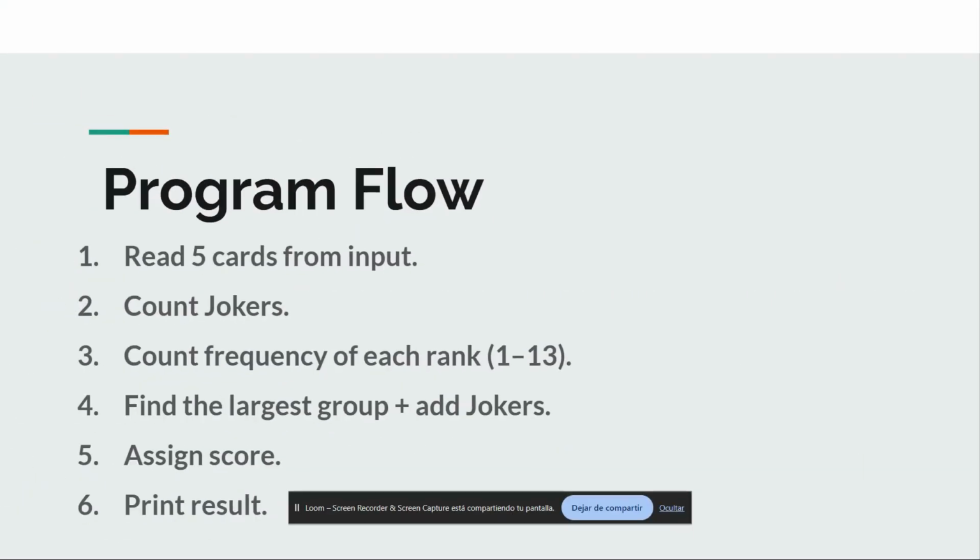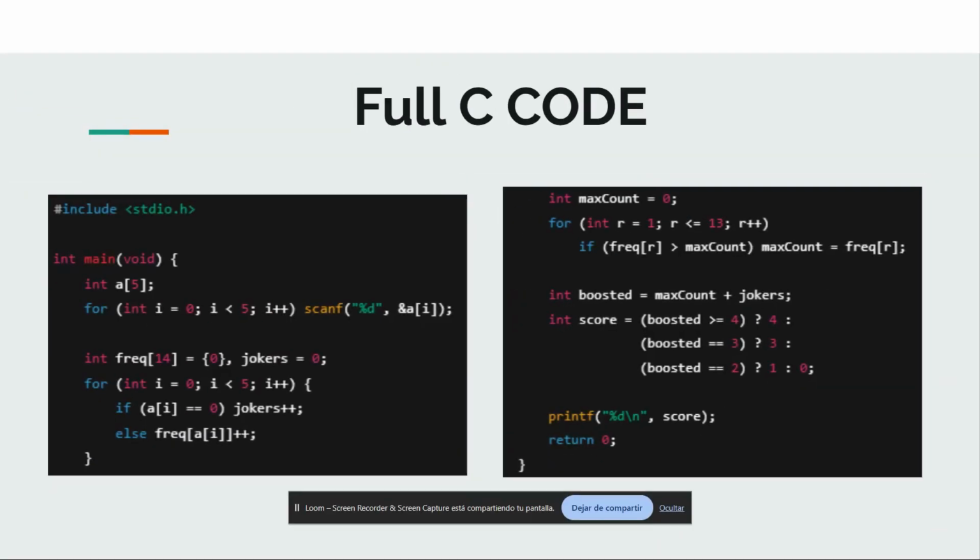And the program flow. So basically, first the parsing of the input. We read the 5 cards from the input, then we count the Jokers so that later on we can find the largest group plus the Jokers, and this way we can find the final score for the player. Then, of course, print the result. This is the full C code. I think it was pretty easy. Actually, it was mainly developed by us, which I think is pretty simple to understand.